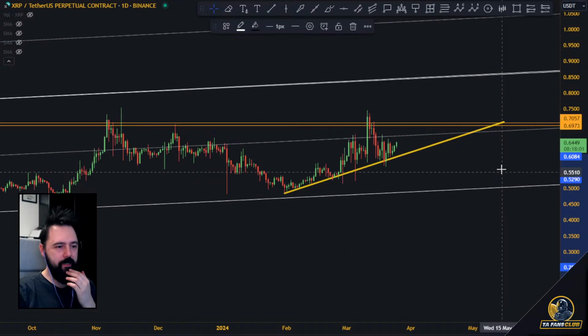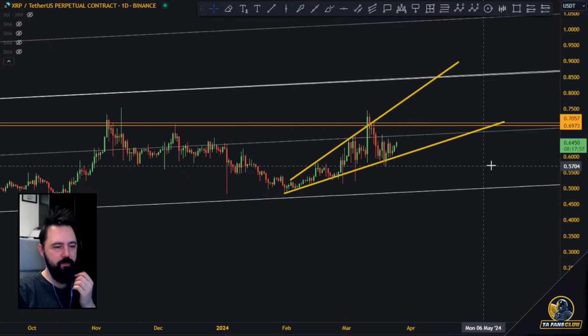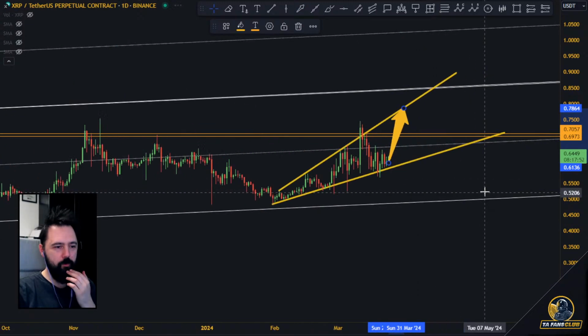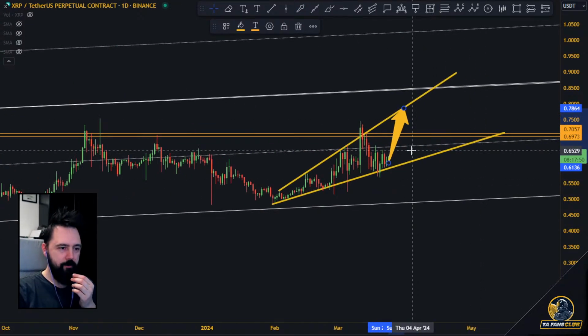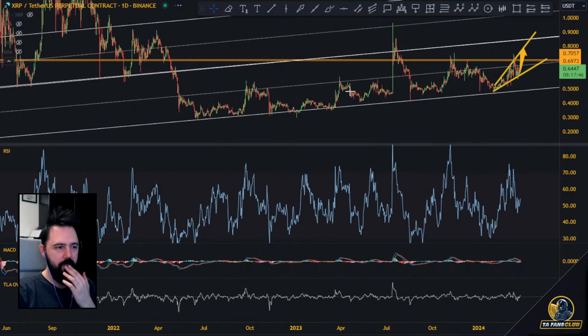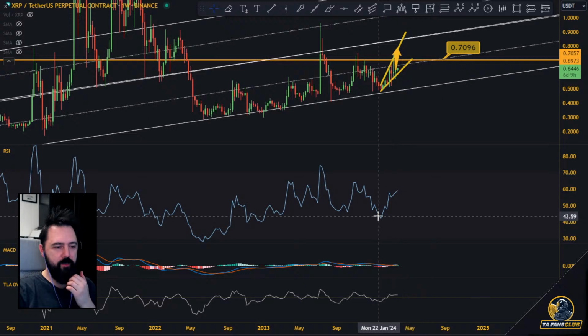But it is slowly going up here inside this rising expanding musical instrument up here. So technically we should see some kind of moves towards upside soon. Over here it is holding support. It was down here at 50 levels again, pulled back all the way to the 40 on the RSI.